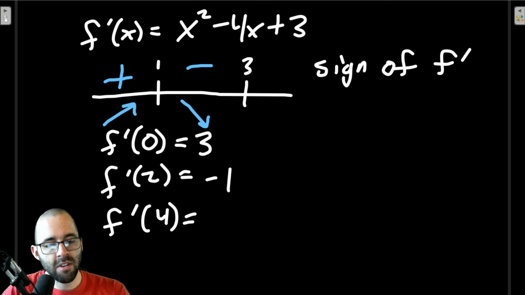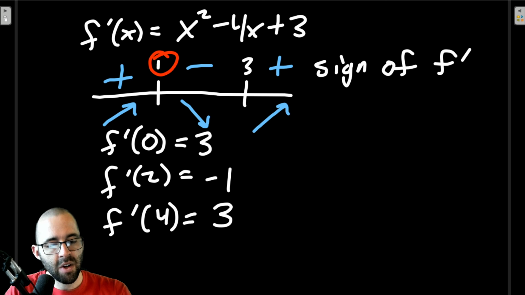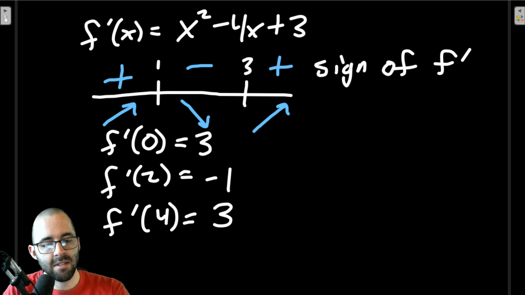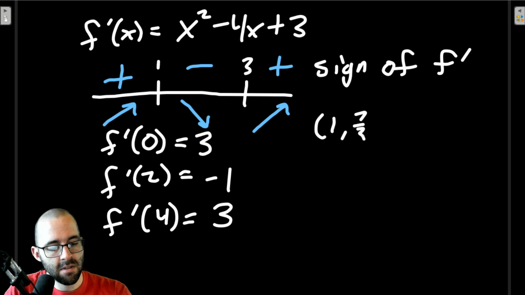If we plug in 4 into the derivative function, we get 16 minus 16 plus 3, which is 3. That is a positive number last I checked. The function is again increasing. So right over here, we go from increasing to decreasing, local max. Over here, we go from decreasing to increasing, local min. So we conclude our answers by saying the point 1, 7/3 is a local max.